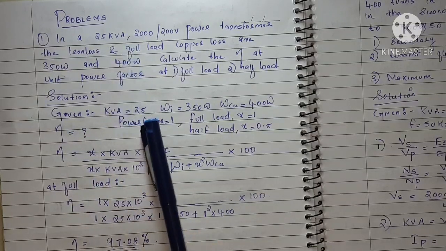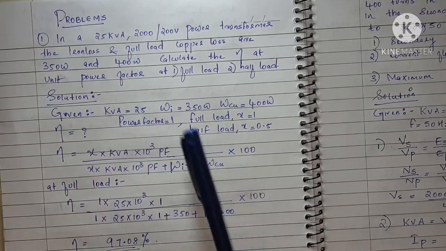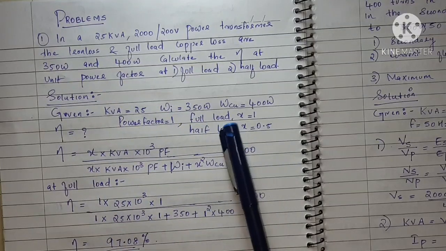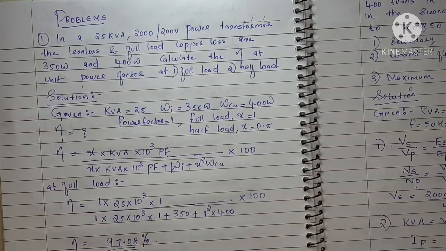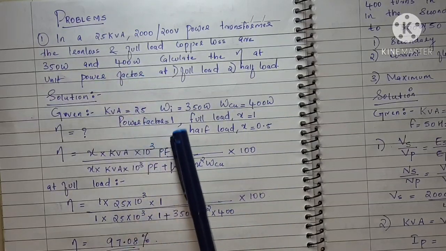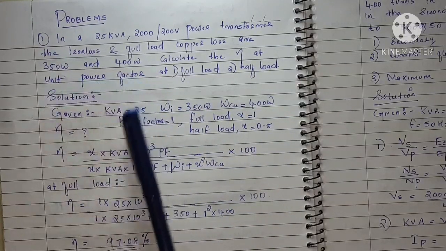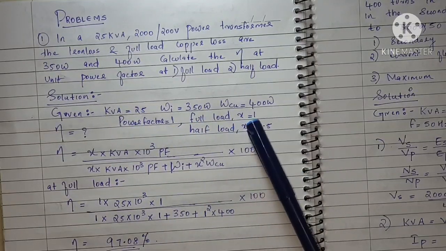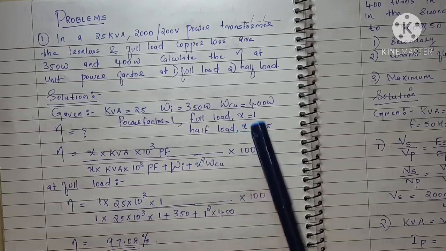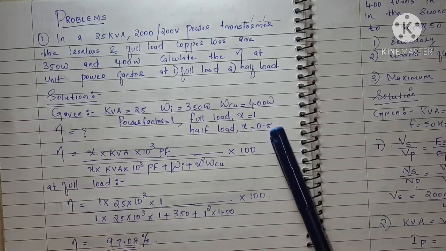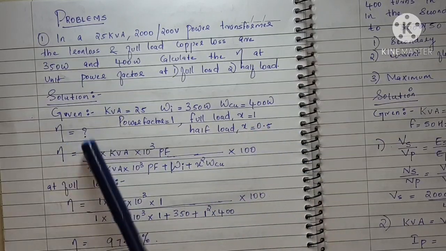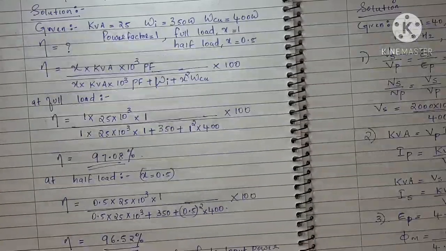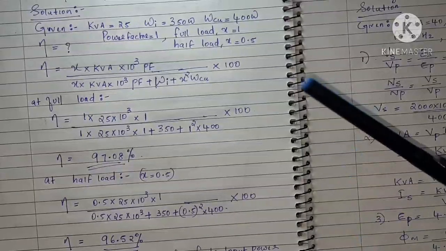Given kVA equal to 25, iron loss Wi equal to 350 watt, copper loss WCU equal to 400 watt, and power factor is 1. That is, unit power factor means 1. At full load, x is taken as 1, and half load, x is taken as 0.5. We need to find out the efficiency at full load as well as half load.